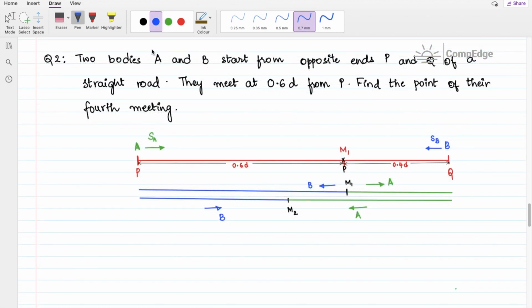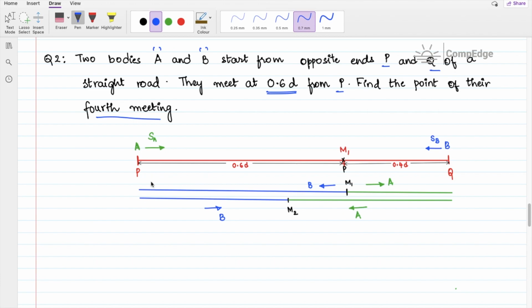Now coming to the next problem. In the next problem, let us read the question first. Two bodies A and B start from opposite ends P and Q of a straight road. They meet at 0.6d from P. Find their point of the fourth meeting. Now these kind of problems often arise in our competitive exams.